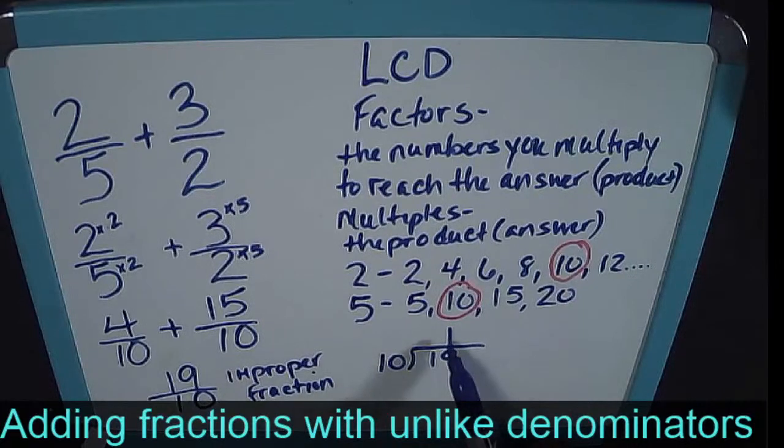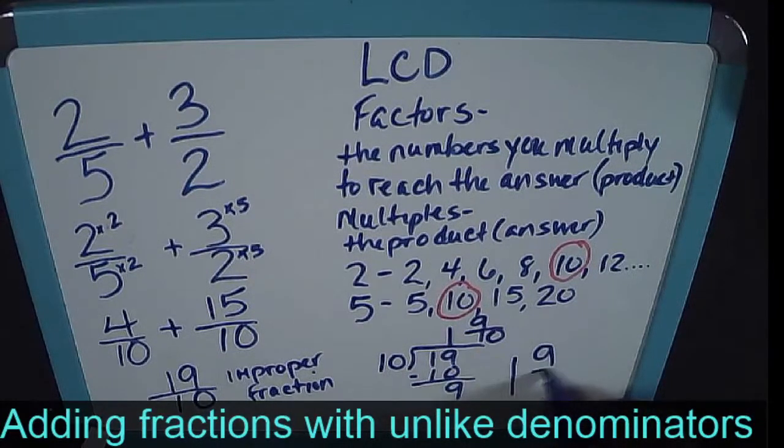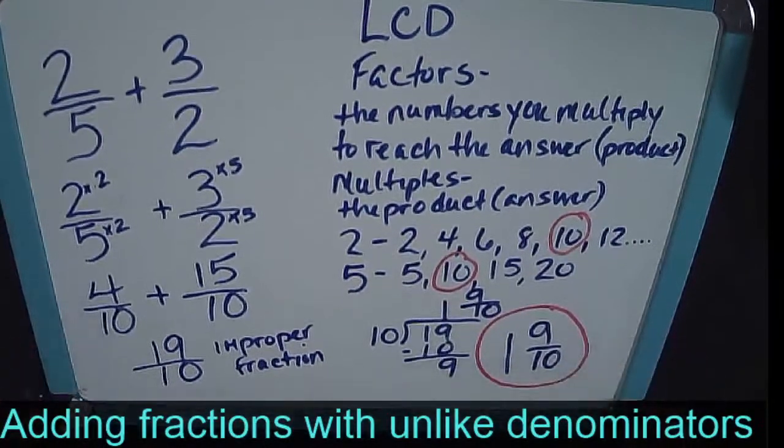Then we do our multiplication. 1 times 10 is 10. Then we subtract. 9 minus 0 is 9. Instead of us making this a remainder like we would in a traditional division problem, when we're doing fractions, the remainder becomes your new numerator, and the denominator still remains your denominator. So the final answer for this problem is 1 and 9/10.